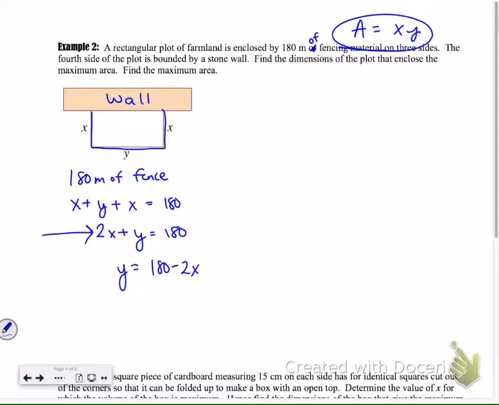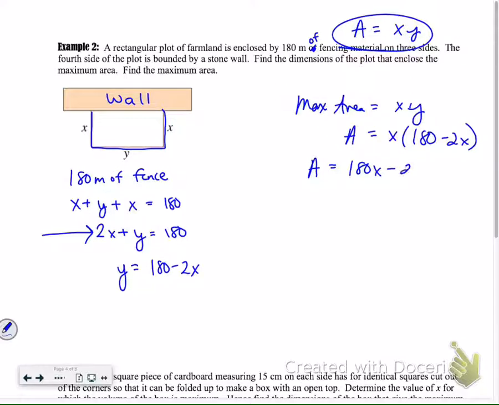Okay, so now I'm going to come up here to my area. So my maximum area is equal to x times y. Well, that's really going to be equal to x times 180 minus 2x. And I'm just going to call that A for my area. Okay, well, let's go ahead and multiply that out. 180x minus 2x squared.